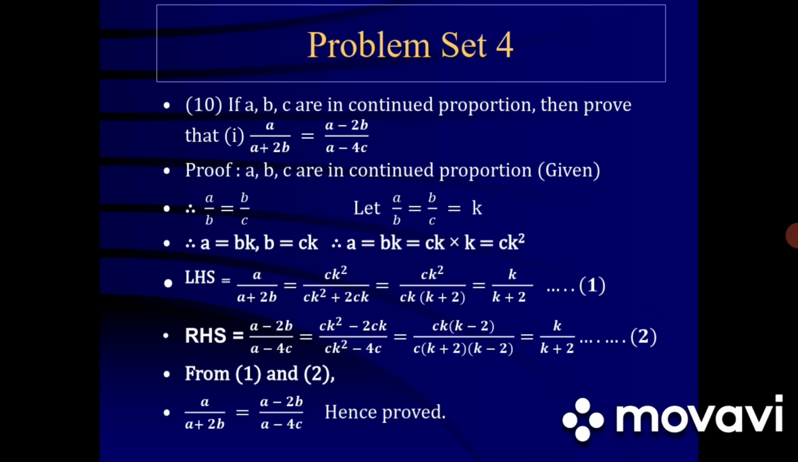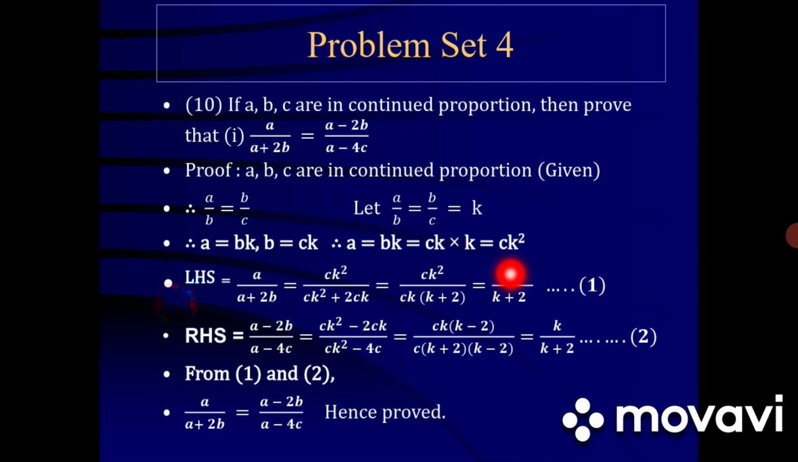Question 10. If a, b, c are in continued proportion, then prove that a upon a plus 2b is equal to a minus 2b upon a minus 4c. Proof: a, b, c are in continued proportion, which is given. Therefore, a upon b is equal to b upon c. Let a upon b equal to b upon c equal to k. Therefore, a is equal to bk and b is equal to ck. Now substituting the value of b, we get a is equal to ck into k.